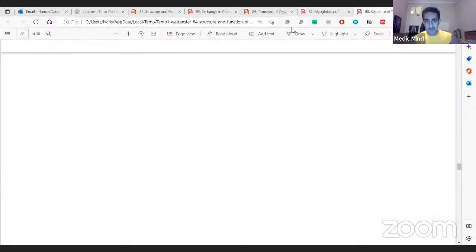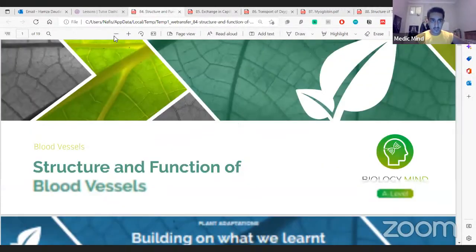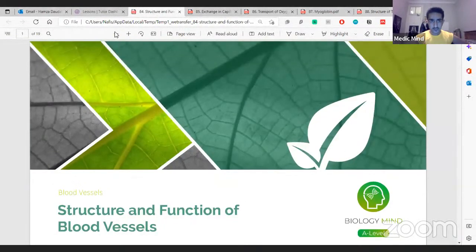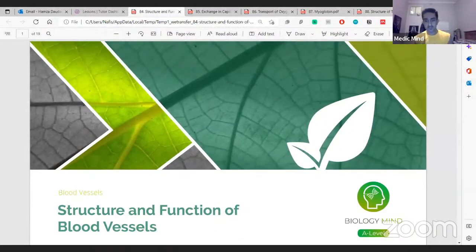I'm going to just quickly admit some more people as they join. So we're going to start by talking about the structure and function of blood vessels. You've got three main types of blood vessel: arteries, veins, and capillaries. We're going to talk about the structure and function of all of these, using cross-sectional diagrams.